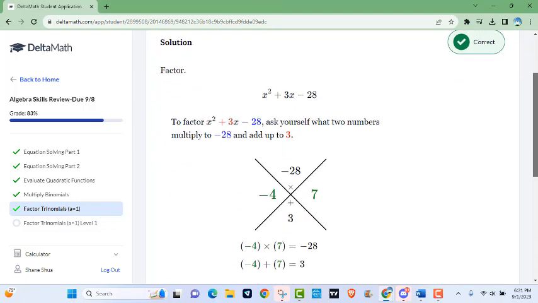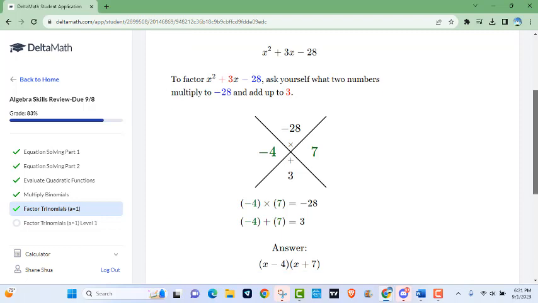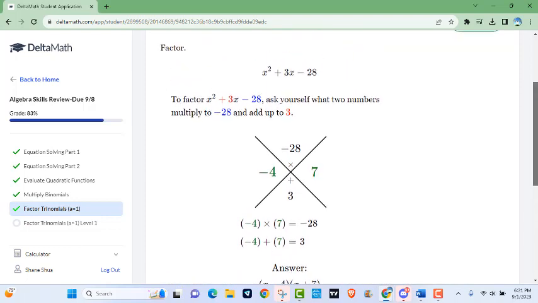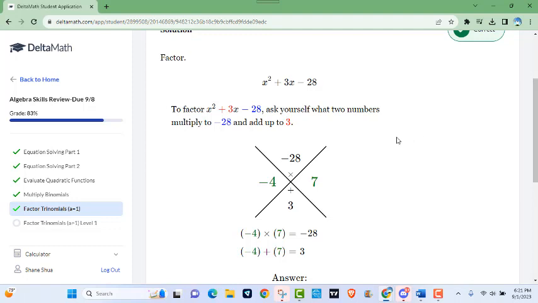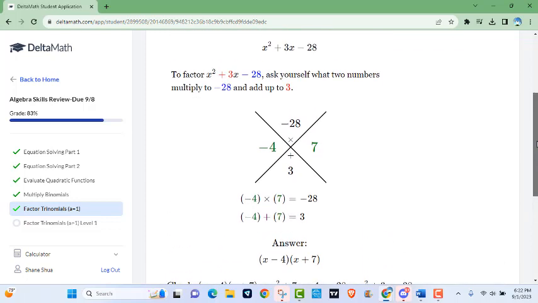Oh, they're doing that crisscross tree. Some teachers do it this way. I personally don't do it. But if it works for you, here, so what they're doing is basically taking the negative 28 and the positive 3. It's similar. They're just trying to figure out, well, what two numbers are going to multiply to negative 28, which is the negative 4 and the 7, and also add to positive 3, which is also the negative 4 and 7. So DeltaMath is just doing it a different way, but we still get the same result.